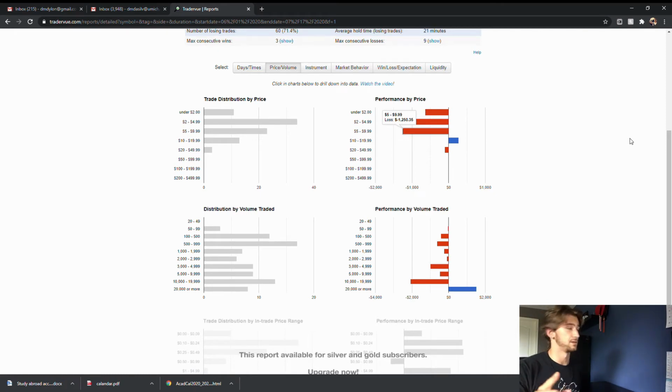Performance by price. This is a very cool one. So I am profitable trading stocks between $10 and $20. Now, I didn't think this was going to be true, but when I looked at this the first time, I was a little blown away, like, wow, that's kind of interesting, because I've been trying to find stocks between the $2 and $10 price range, which is where the majority of my trades were.